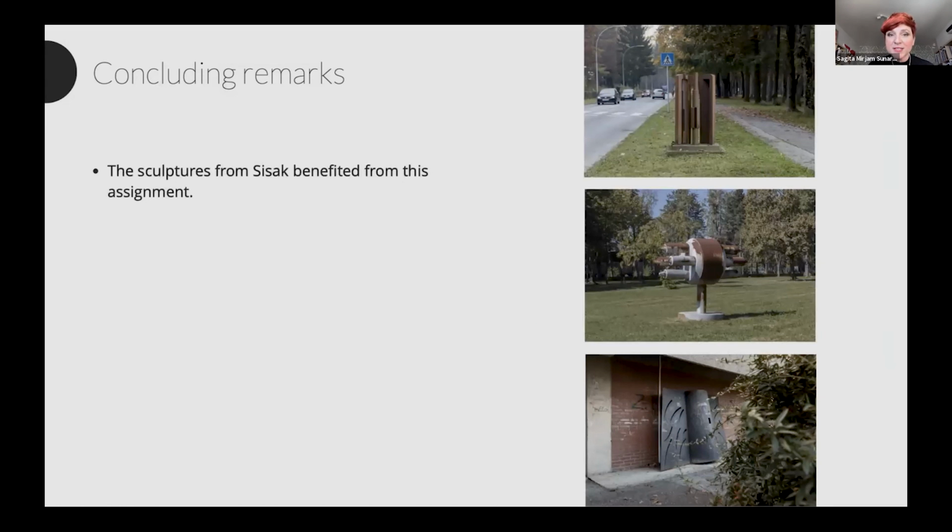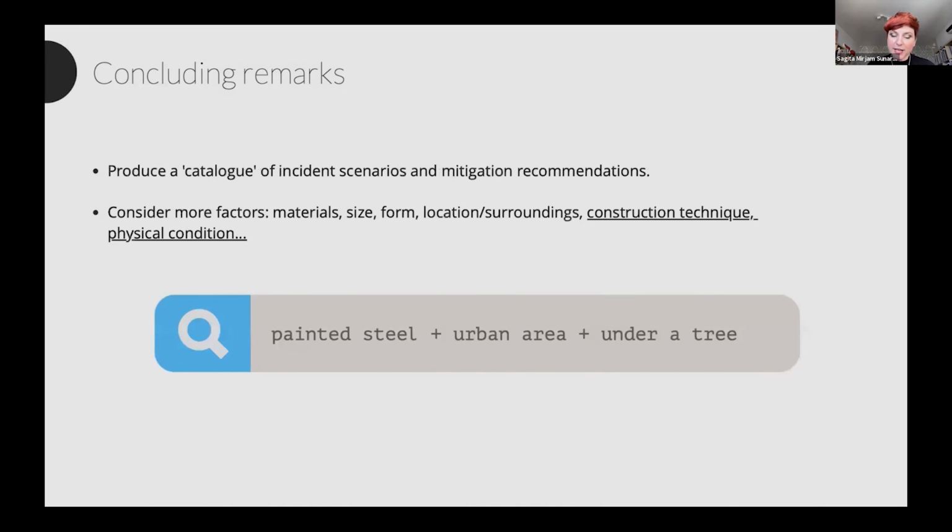Did the Sisak sculptures benefit from this assignment? Of course they did. The threats to the 3 sculptures were recognized, mitigation recommendations developed, and key actors identified. These data can be used to create a preventive conservation plan, not just for these 3 sculptures, but for other similar works in this collection and elsewhere. If more sculptures from this collection are analyzed in this way, a catalog of different incident scenarios and mitigation recommendations can be produced. And in future, more factors that determine an object's vulnerability to damage could be included.